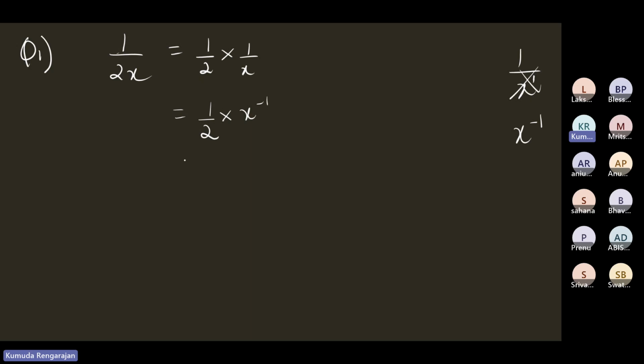So now here again, we are not concerned about 1 by 2. We are only concerned about the variable and its power. This is the variable. This can be anything. And the power is minus 1, which is not a whole number. It's not one of these numbers. So 1 by 2x is not a polynomial. It is not a polynomial.